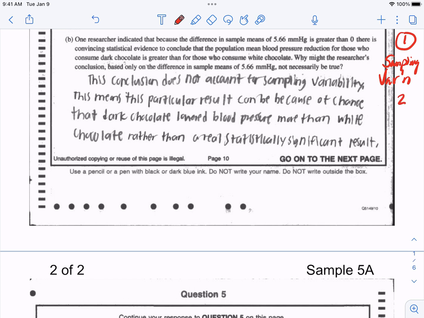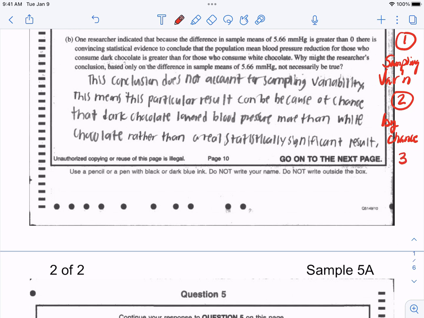In step 2, students have to talk about the concept that this difference could just be by chance, just by random chance. So there was a difference of 5.66. That difference could have been simply by random chance. It doesn't have to be a true difference. And so they had to suggest that possible explanation.